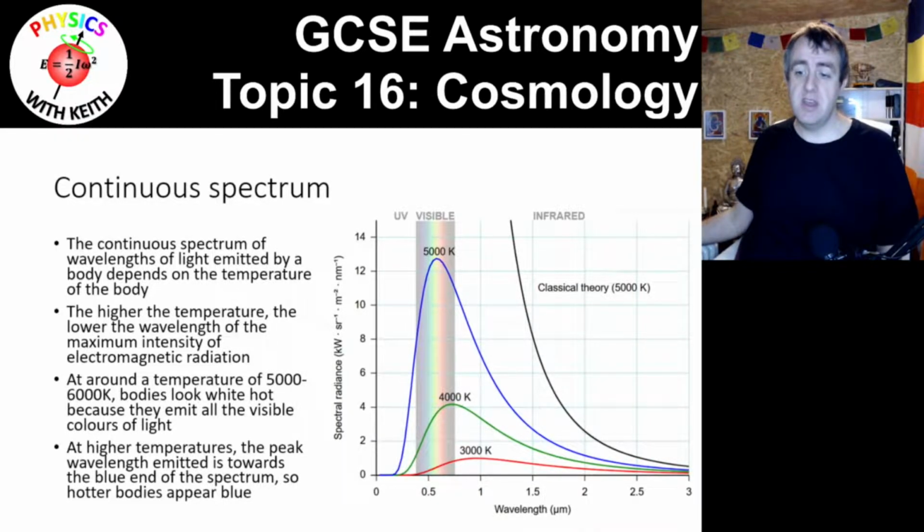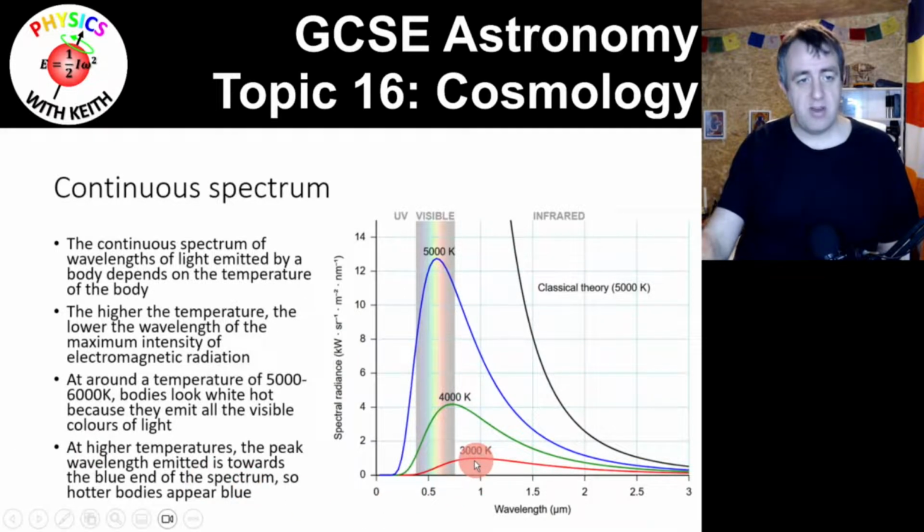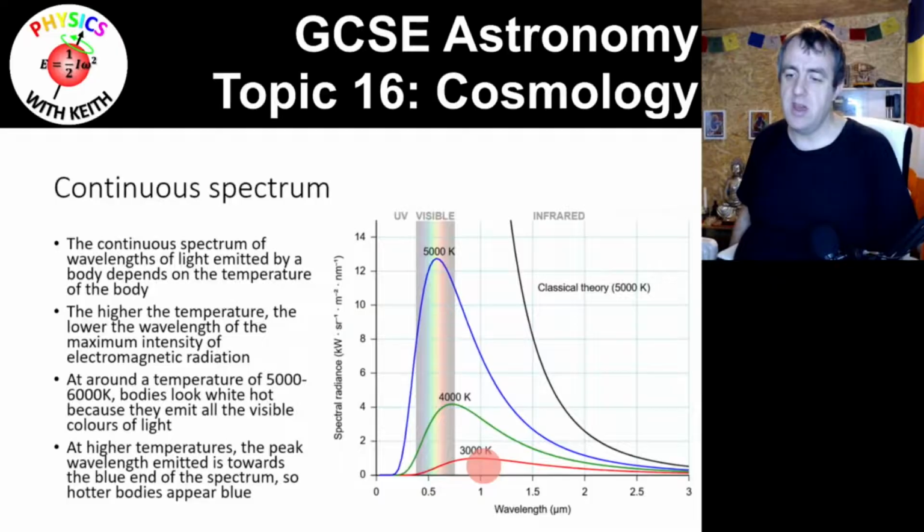The higher the temperature of the body, the further up the electromagnetic spectrum we go. So if you get something to a temperature of about 3000 Kelvin, as you can see here on this graph, it's emitting infrared. This is the region of the graph with wavelengths in the infrared area, but it's also emitting a bit of red and a little bit of the other colours, but mostly red. So something that is red hot is going to be around about 3000 Kelvin in temperature.